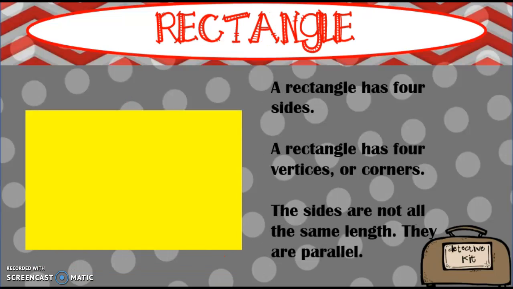And our last shape that we have is the rectangle. A rectangle has 4 sides. A rectangle has 4 corners or vertices. And the sides are not all the same length. They are parallel, meaning the side on the top and the side on the bottom are the same size, and the side on the left and the side on the right are the same size. That's it, friends. That's our 4 shapes for this week. Let's practice.